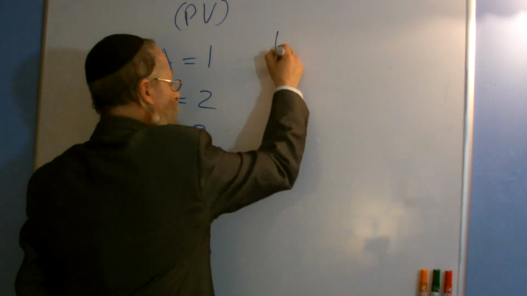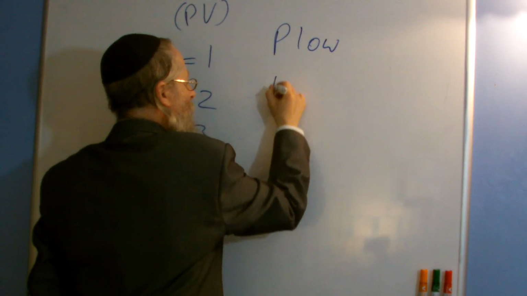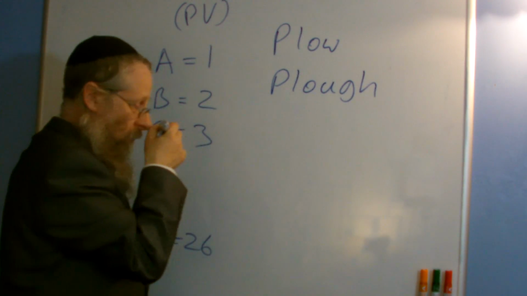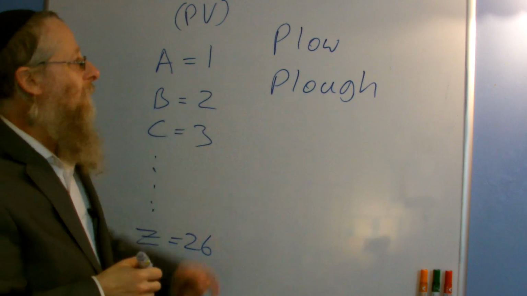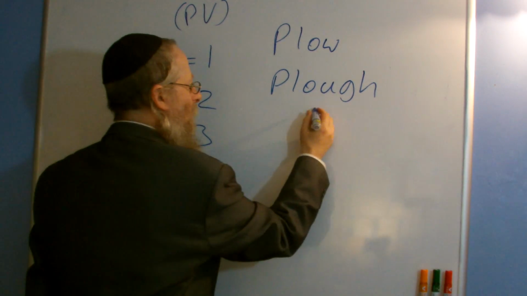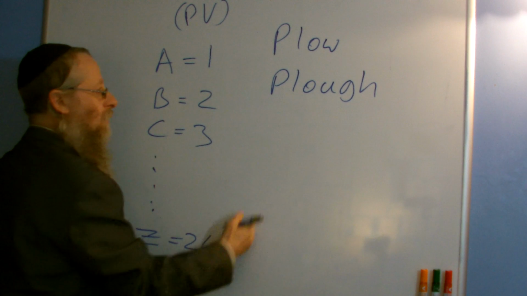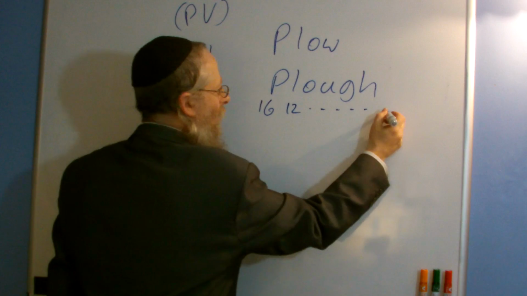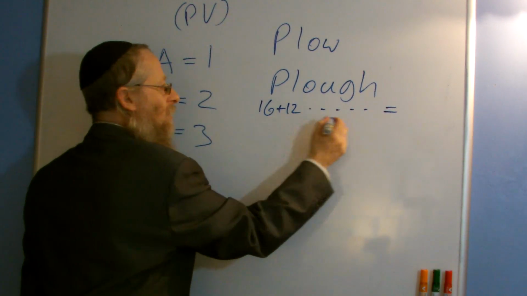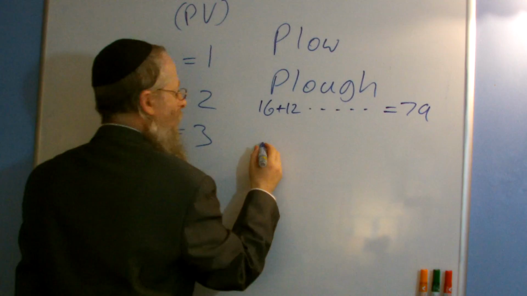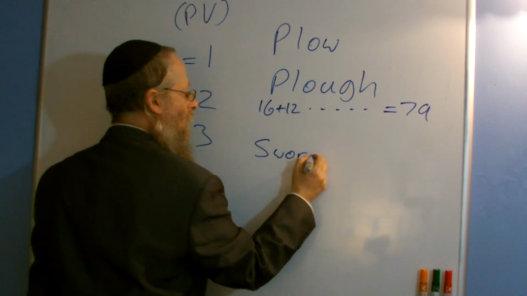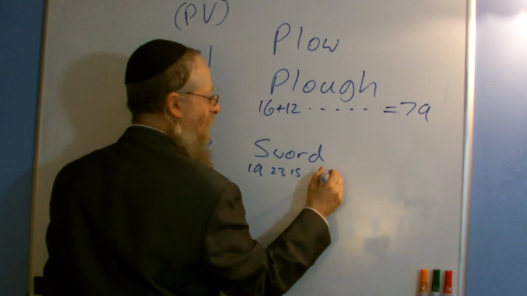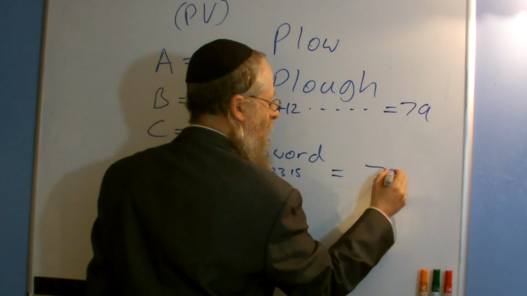And the word plough is spelt 2 different ways. The one that I had in the Bible I was using was spelt that way. And that plough, if you use the placement value, where P is 16, L is 12 all the way along, and you add them all together, you will get 79. And if you do sword, where S is 19, 23, 15, 18 and 4, and you add all that together, you'll get 79.